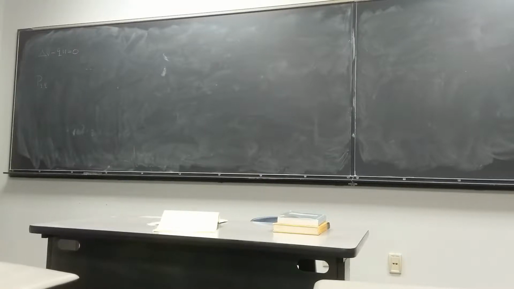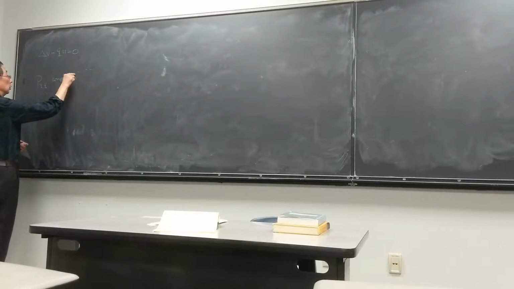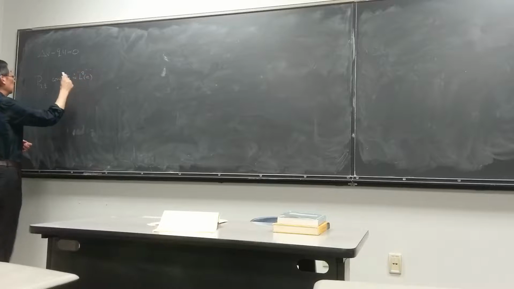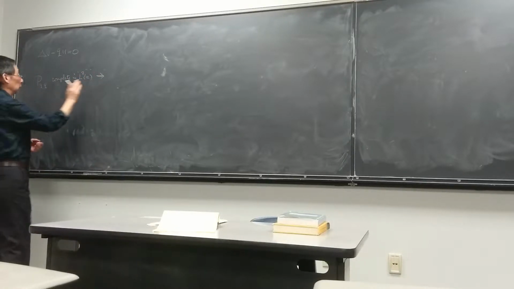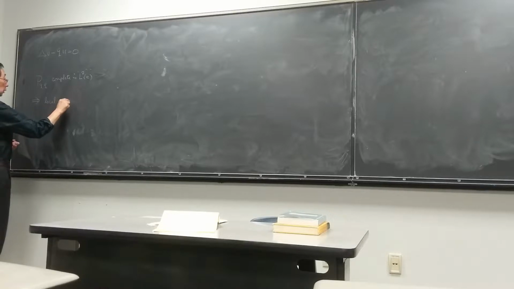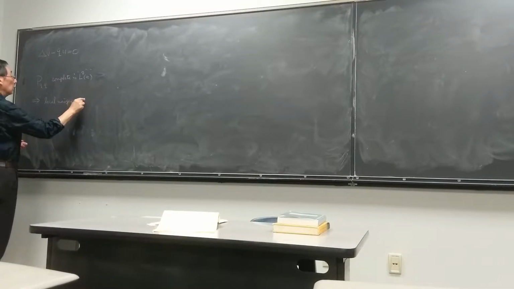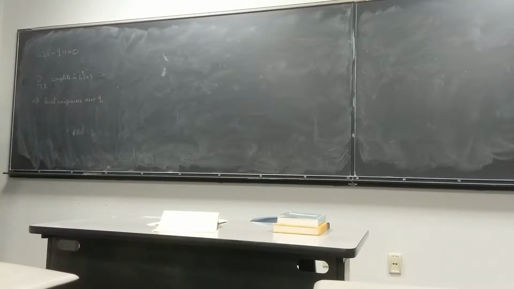If this is complete in L2, let's say, then it's locally unique. So this will imply the local uniqueness near a reference Q.